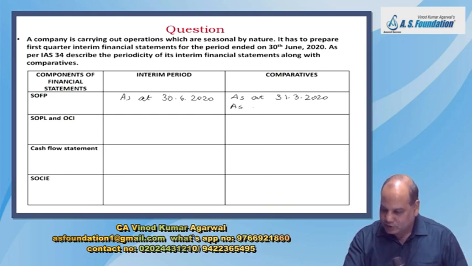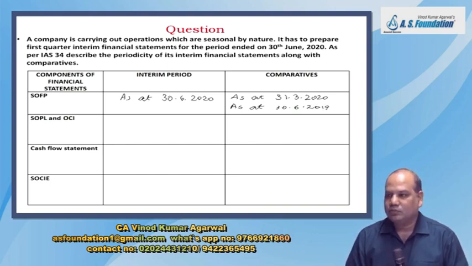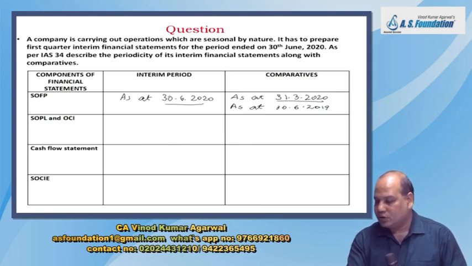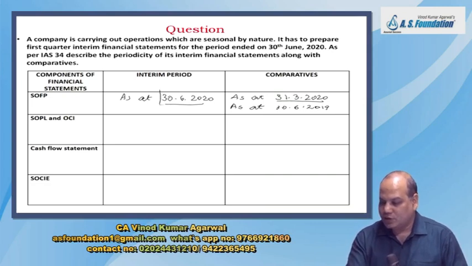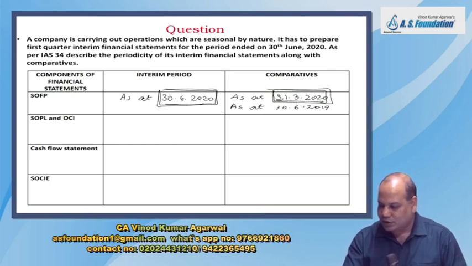But if it is a seasonal business, you can give one more SOFP as at 30th June 2019, because this may not be comparable with this. If it is a seasonal business, here you may have more inventory, here you may have less inventory, something like this. Here you may have a huge cash and bank balance, here you may not have because of seasonal nature.